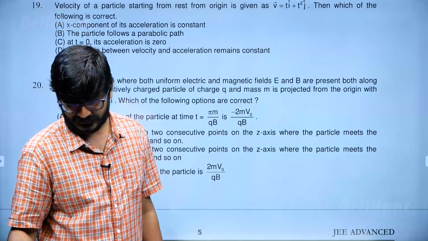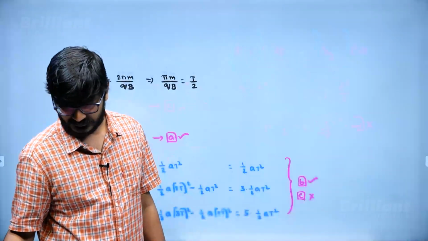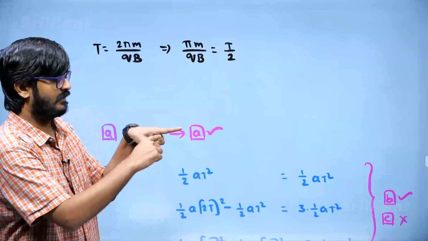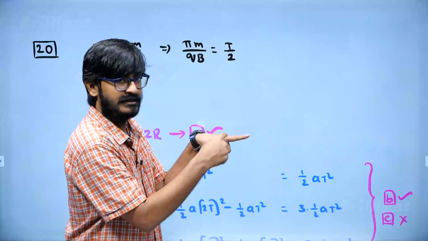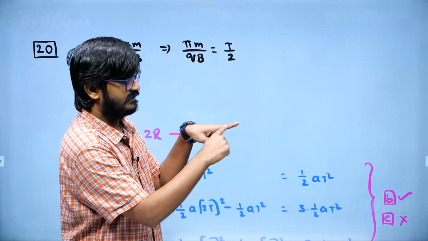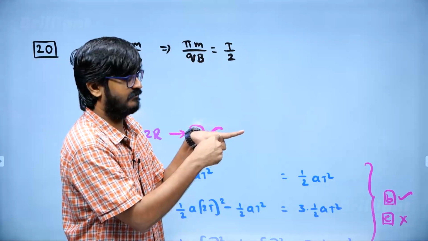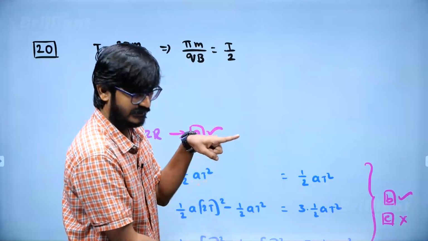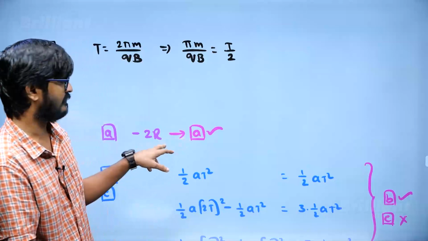Now after t by 2, after half time, so total time will be 2 pi m by qB, right? So they are asking about what will happen after half time. For full time it will perform one circle, but at the same time it must have moved forward also like this. Now if I consider only circular motion, it would have been this for full time. For half time it is like this, right? So the y coordinate is minus 2r, that is 2r in the downward direction. So the y coordinate, that is correct.